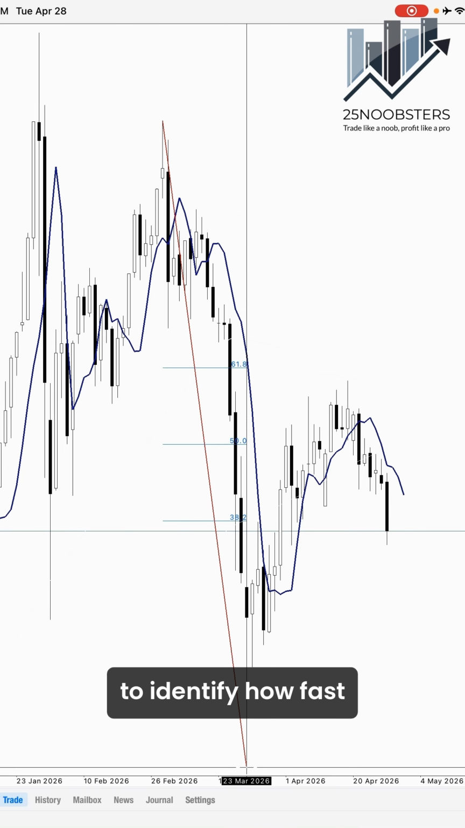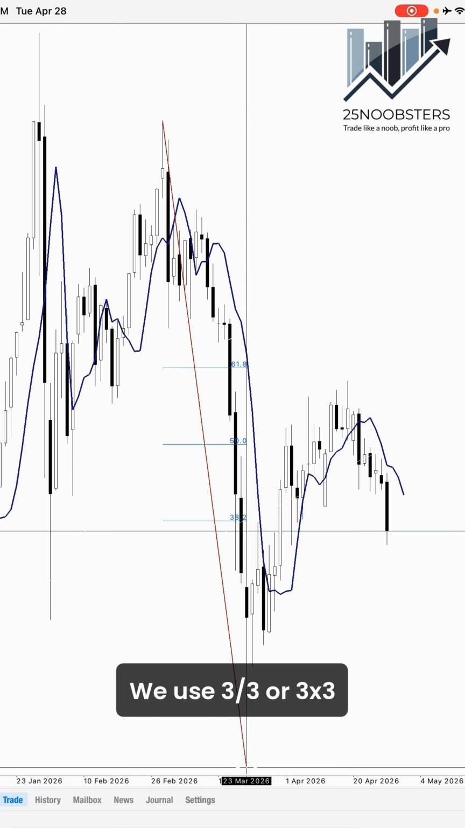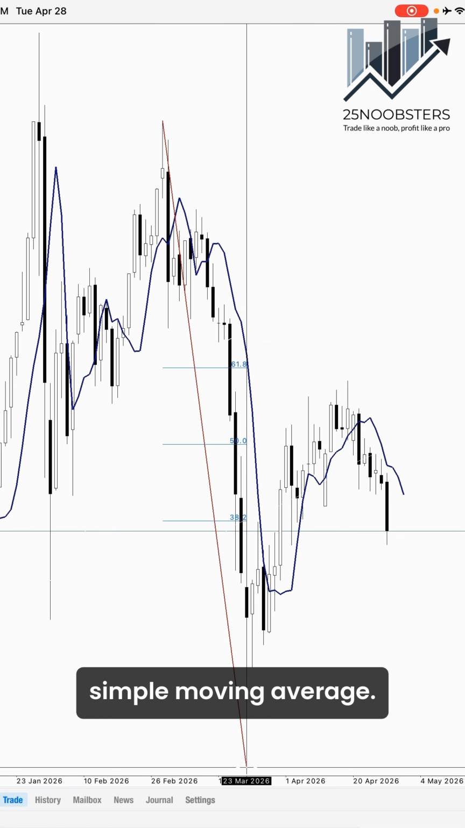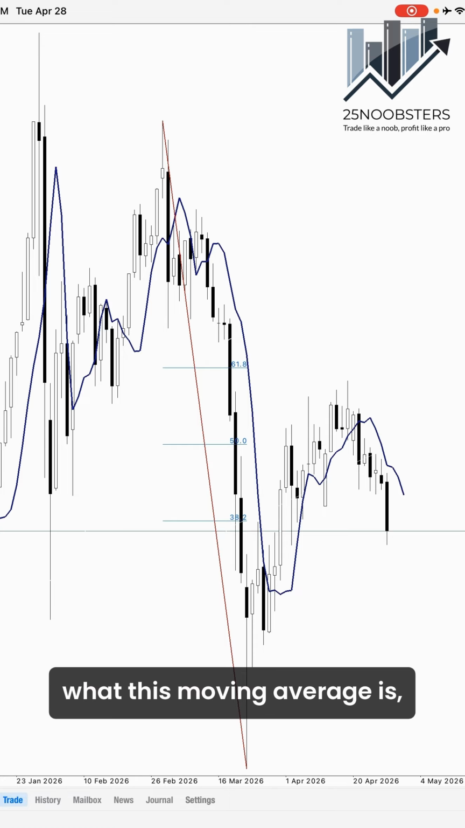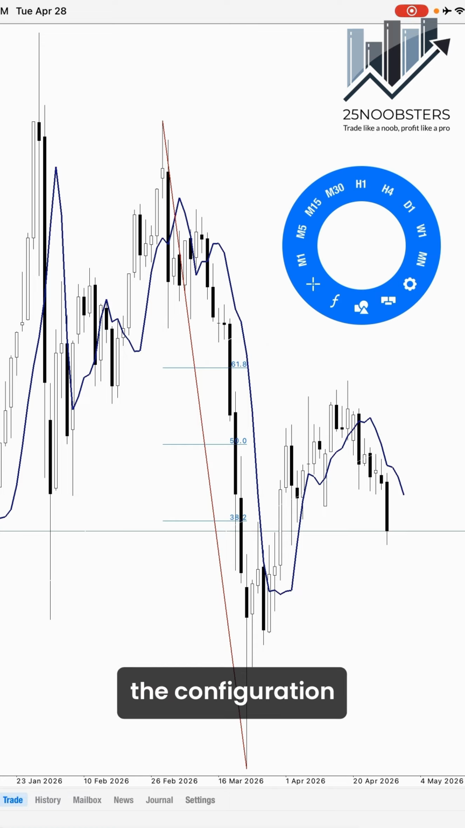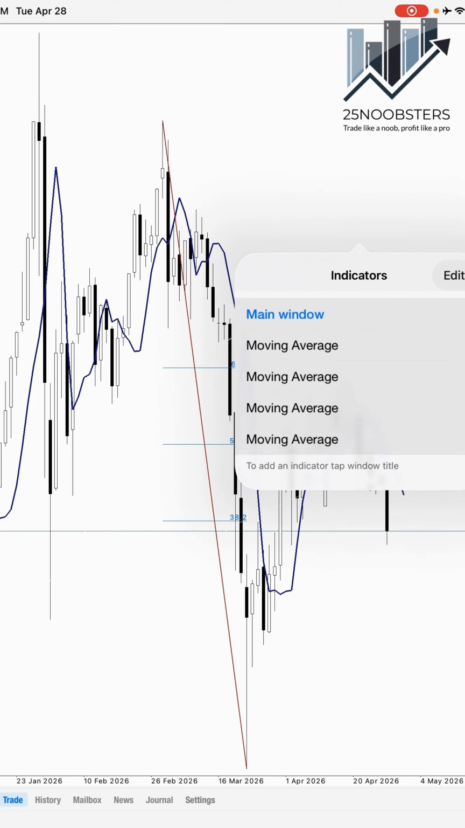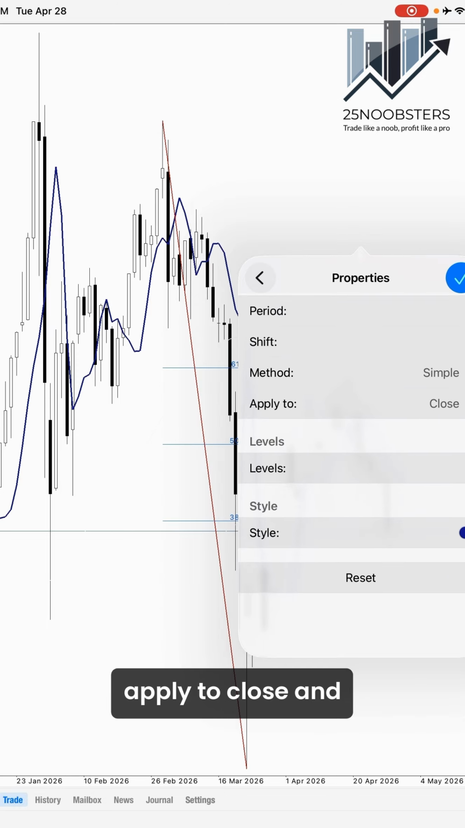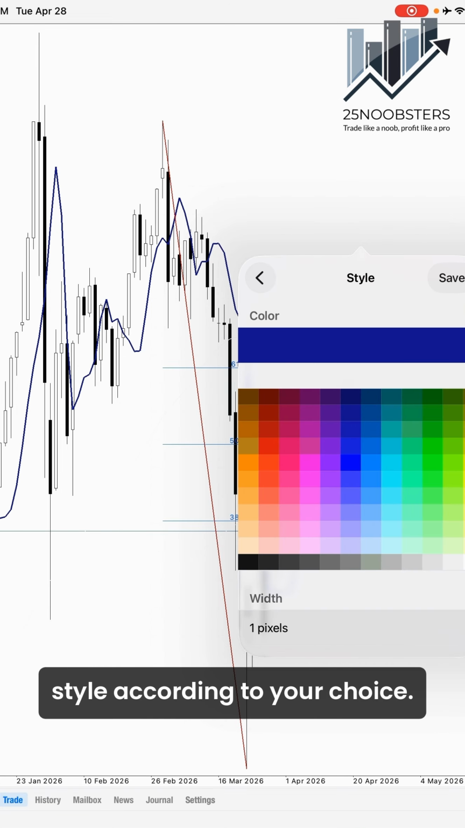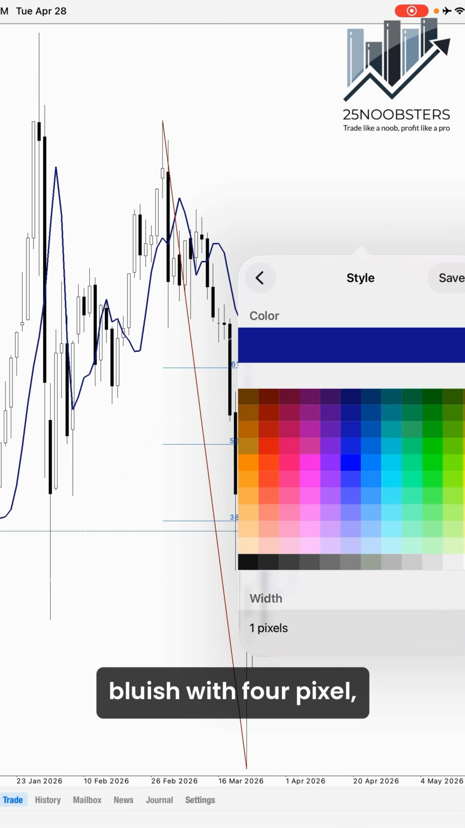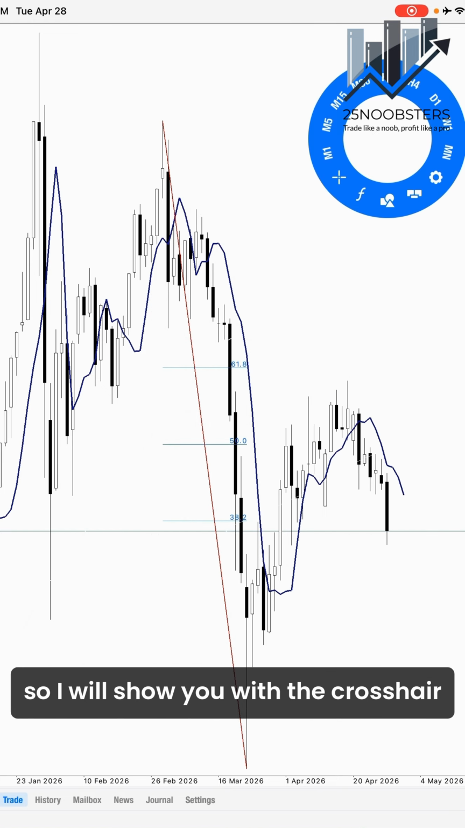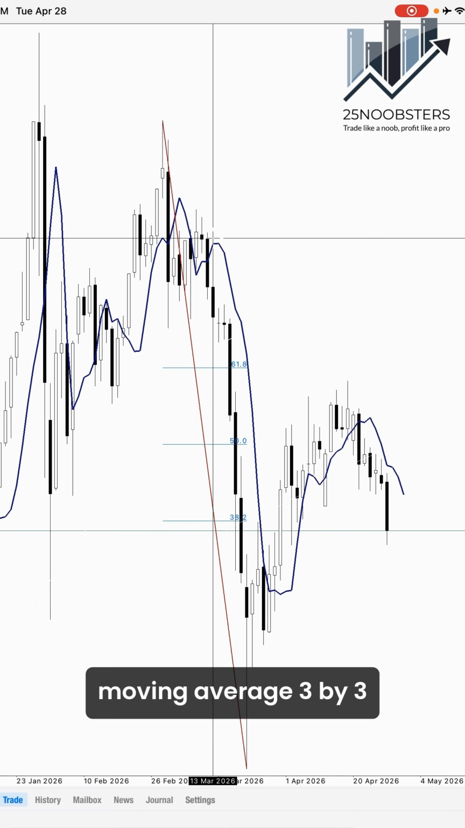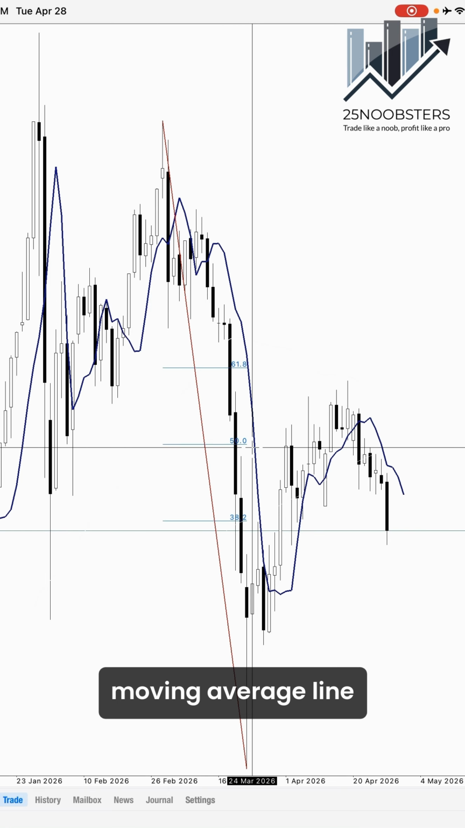To identify how fast or how slow a movement is, we use the 3 by 3 simple moving average. To understand what this moving average is, I will show you the configuration. Let's go to that moving average. You just have to keep 3 in the period, 3 in the shift. Method should be simple, apply to close, and you can keep the style according to your choice. I am keeping something bluish with 4 pixel. So I will show you with the crosshair that this is the 3 by 3 moving average line.